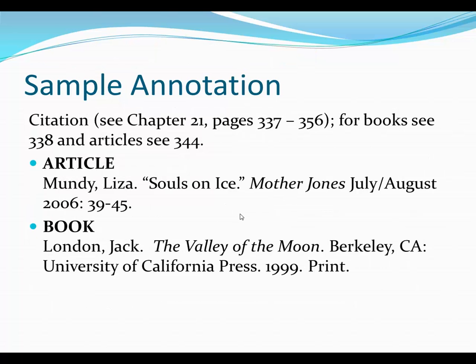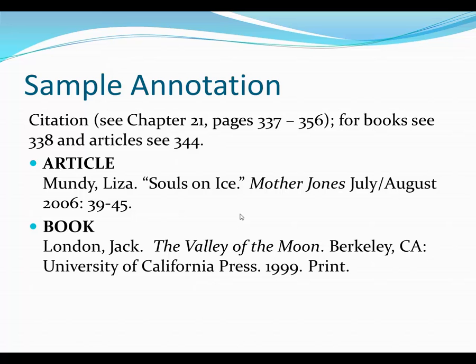So here's an example. For each annotation, you'll begin with a citation. Again, see Chapter 21, pages 337 to 356, on how to do correct MLA citation. For books, see page 338, and for articles, see page 344. So, for example, here is how to cite The Valley of the Moon by Jack London.